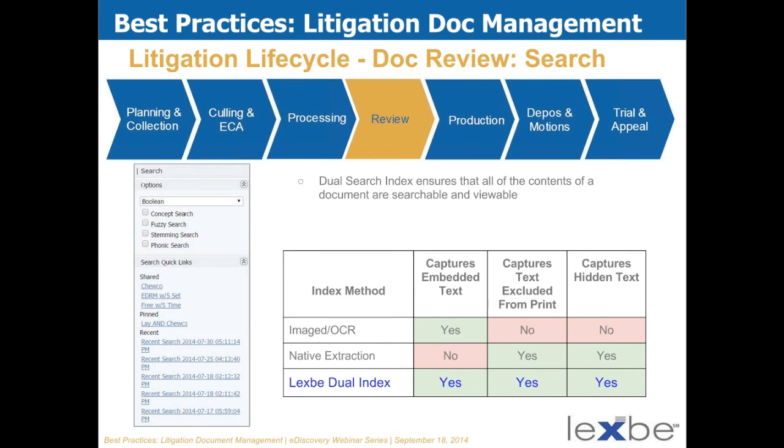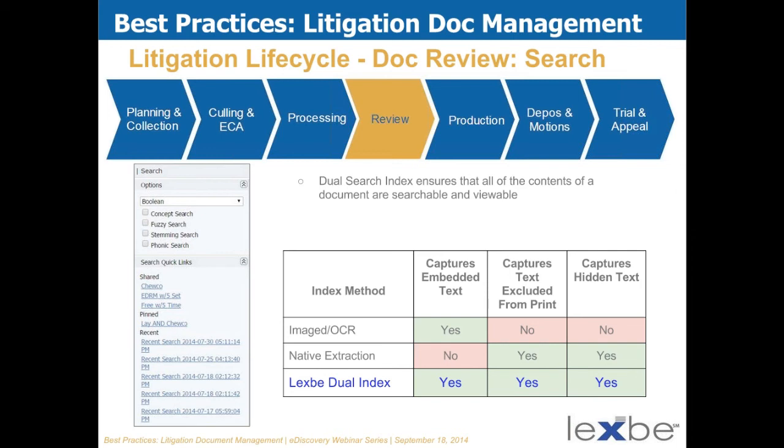So the search functionality within Lexbe eDiscovery platform is supported by the dual index we discussed earlier with respect to processing. Other review systems create their search index from either a native extraction, so that would be an extraction of the text elements of a native file, or through application of optical character recognition or OCR of an imaged version of the native file. As you can see, either one of these methods on its own will miss certain document contents and not index them.